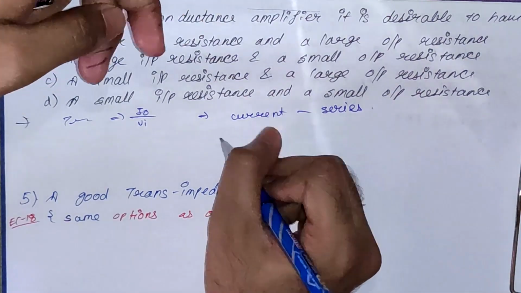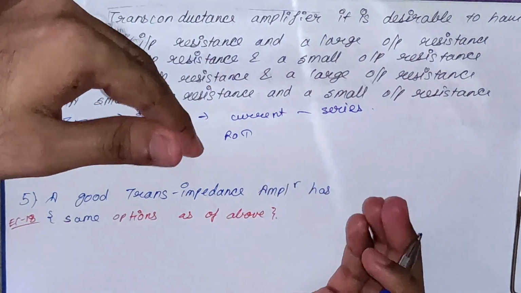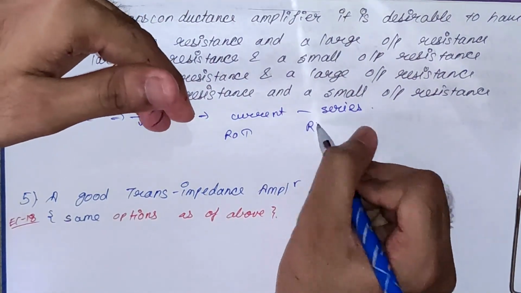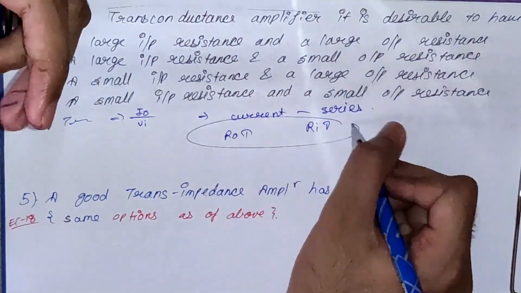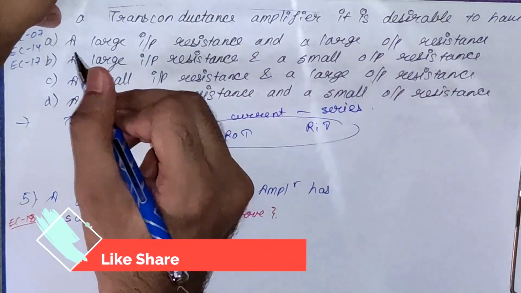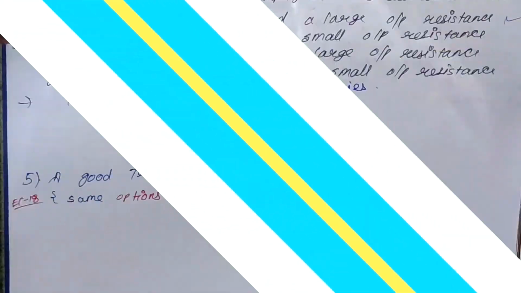So what we can see here is the output resistance is going to increase. Why? Because for current it will be series sampling, and at input we have a series mixing itself, so input resistance is going to increase. So both are going to increase. From the options you can see option A will be correct, a large input resistance and a large output resistance. Now let's see another sum.